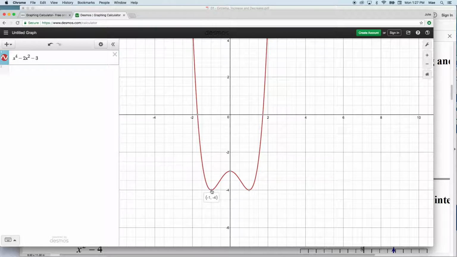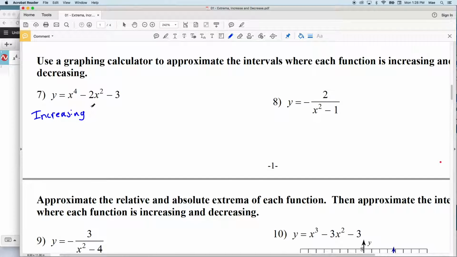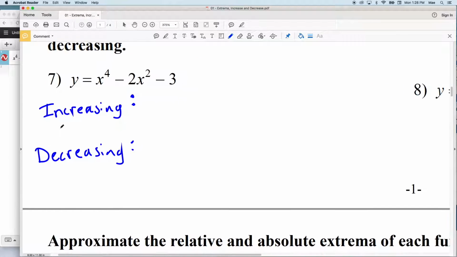So we have one relative extrema at (-1, -4). So when x equals -1, we have a relative min, when x equals 0, a relative max, and then a relative min when x equals 1. So -1, 0, and +1 are our x values for our extrema. And to start off, the function is decreasing. So it's decreasing, going from -infinity in the x to -1 in the x.